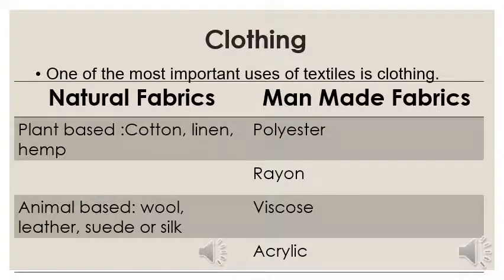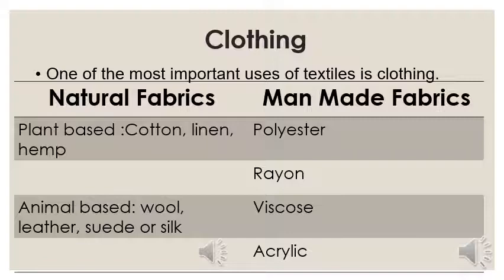When we first start to look at clothing, it's important that we understand what fabric or textile is used to make the clothes that we wear. Naturally, you can put fabrics into two groups, natural fabrics and man-made fabrics. Natural fabrics are ones that occur naturally in nature. So we can look at plant-based fabrics and animal-based fabrics. Plant-based fabrics include cotton, which comes from the cotton plant, linen, which comes from the linen plant, and hemp, which all have natural sources and are plant-based.